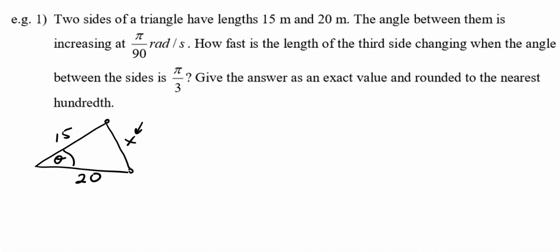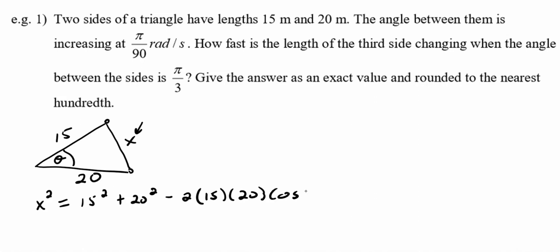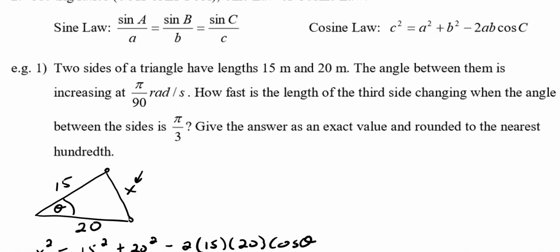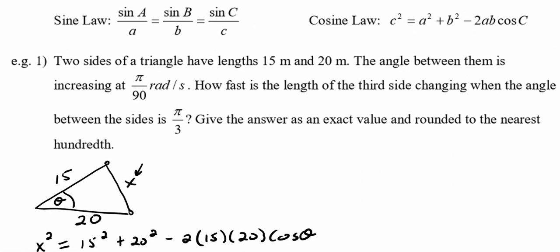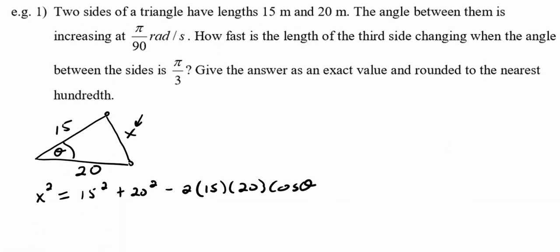So we'll write it out as x squared is equal to 15 squared plus 20 squared minus 2 times 15 times 20 times cos theta. Okay, do you guys see where we got this from? This is just cosine law, and I'm just filling in the numbers there. Okay, so let's simplify that up a little bit.